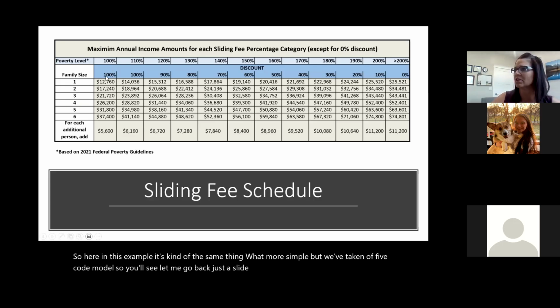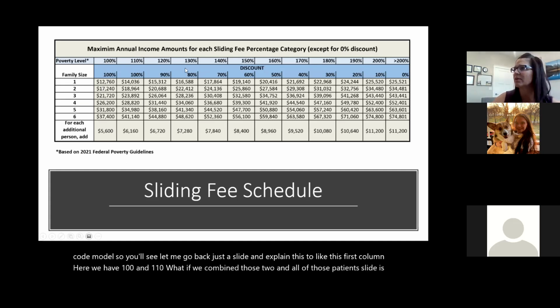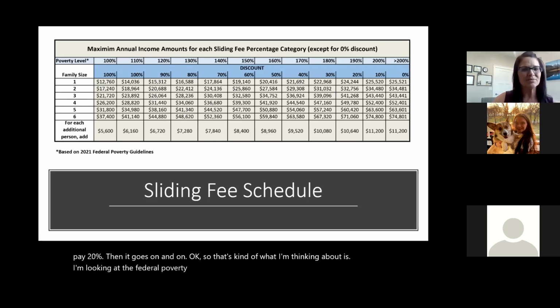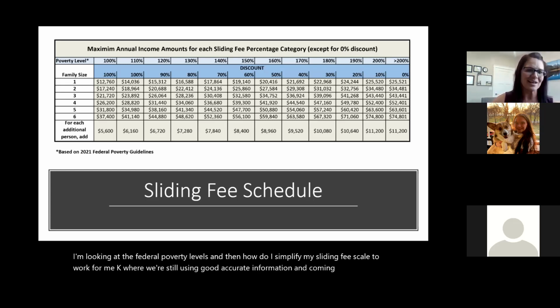Like this first column here where we have 100% and 110%. What if we combined those two and all of those patients slide to 0? What if we combine the next two columns, the 90 to 80%, and all of those patients pay 20%? Then it goes on and on. So that's what I'm thinking about as I'm looking at the federal poverty levels, and how do I simplify my sliding fee scale to work for me, where we're still using good, accurate information and coming out with ethical slides.